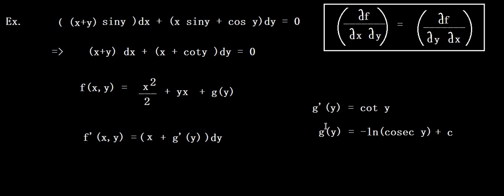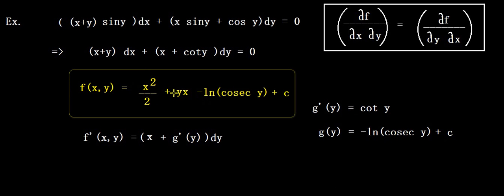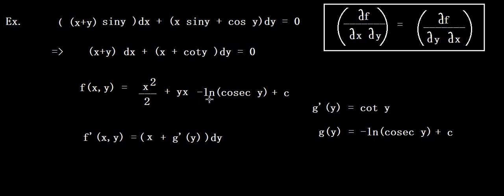We need to place this g(y) in this place. So the final answer to this differential equation is x squared by 2 plus xy minus ln cosec y plus c.